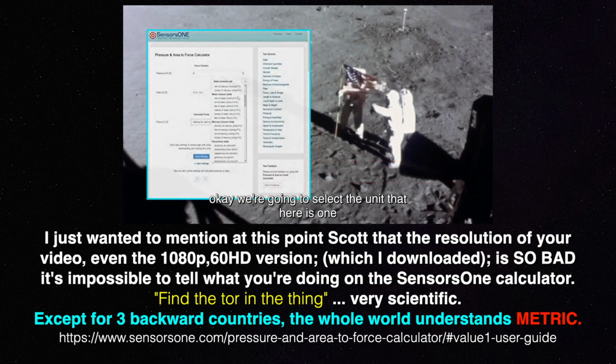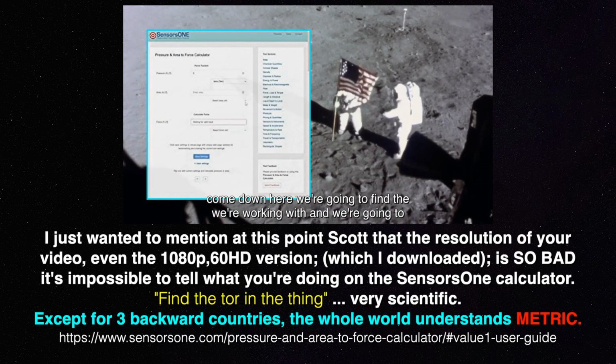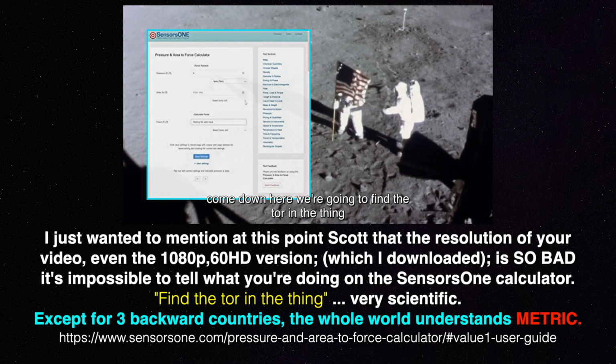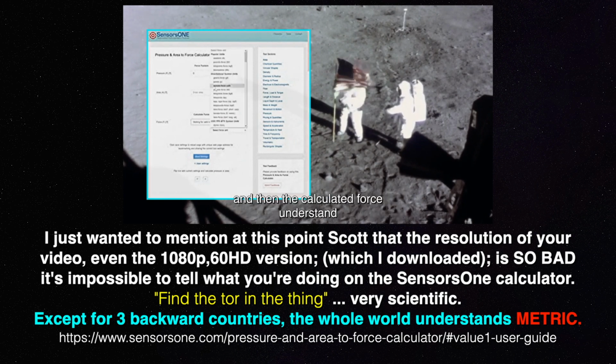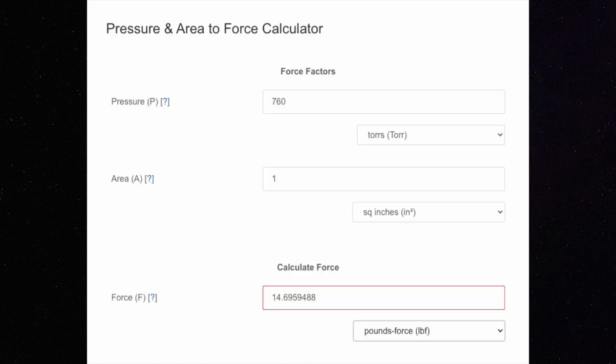Okay. We're going to select the unit that we're working with, and we're going to come down here and find the torr. Right here, we're going to go area, square inches. So now we're into pressure per square inch, so PSI, and that's what people understand. And then for the calculated force, we're going to go pound-feet of force.